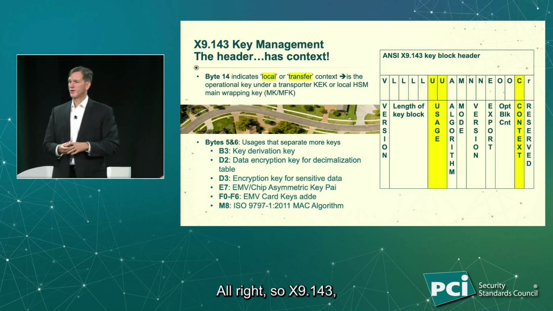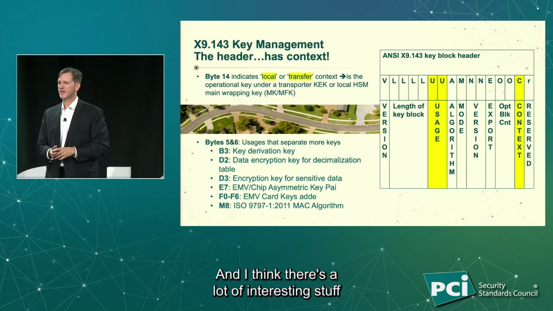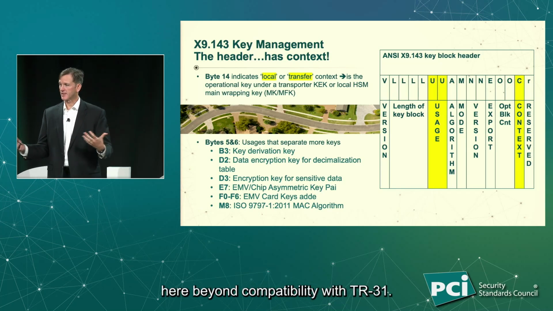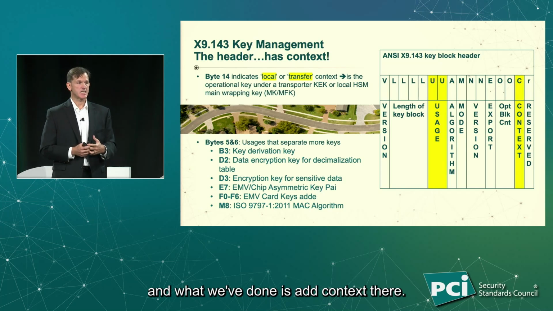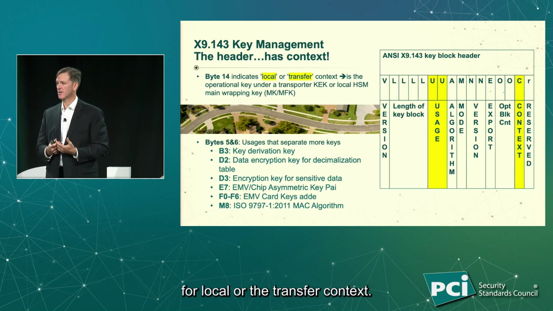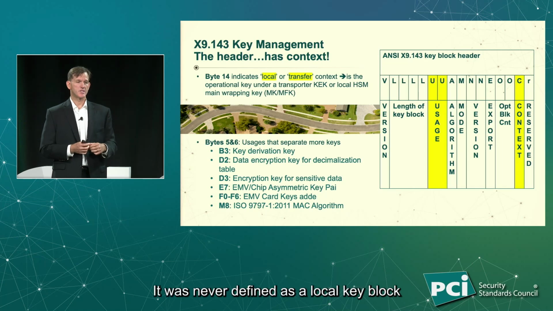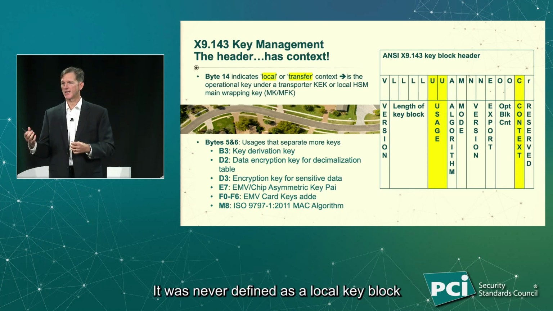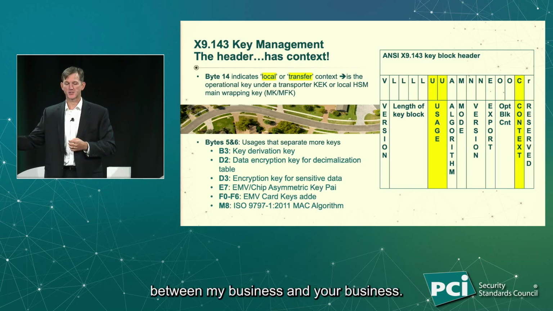All right, so X9.143, here are some features of what X9.143 is introducing. And I think there's a lot of interesting stuff here beyond compatibility with TR-31. So byte 14 of the header was reserved, and what we've done is add context there. So you have a definition of that key block for local or transfer context. TR-31 was introduced for exchanging keys between parties. It was never defined as a local key block that you would use with your HSM. It was defined as a key for exchange between my business and your business.